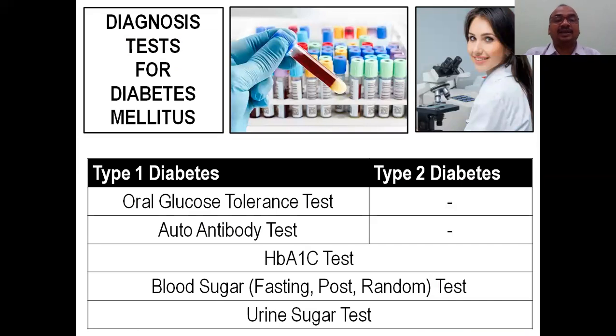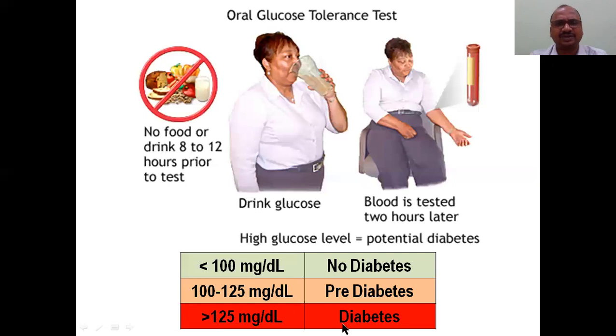Sorry. And diagnosis, very important tests. The lab technician may check your blood sample. Okay, get your blood sugar tested. Diagnosis tests for diabetes mellitus: oral glucose tolerance tests, number one. This is for type 1, this is for type 2. Oral glucose tolerance tests and autoantibody tests, these are the two specific, very important tests for type 1 diabetes, whereas these are the common tests: HbA1c, fasting blood sugar, post-prandial and random tests, urine sugar test, these are common for type 2, type 1, right?